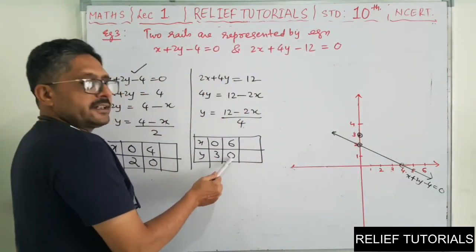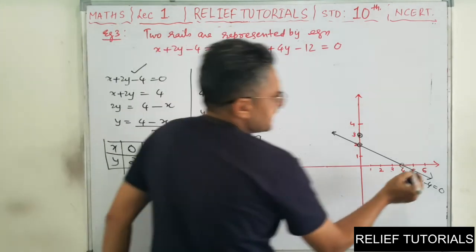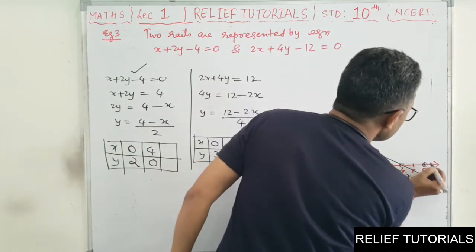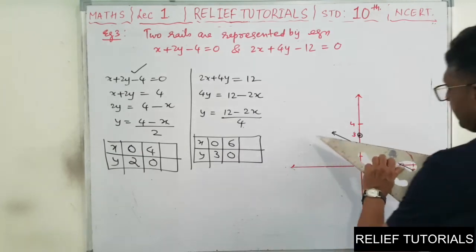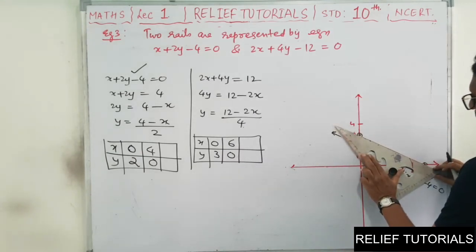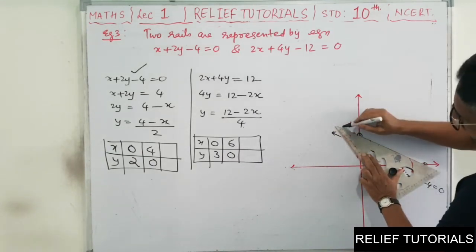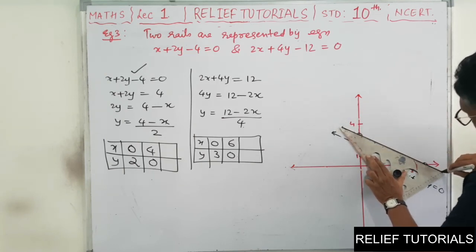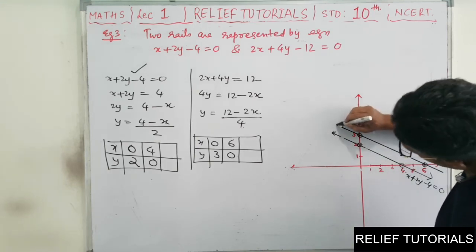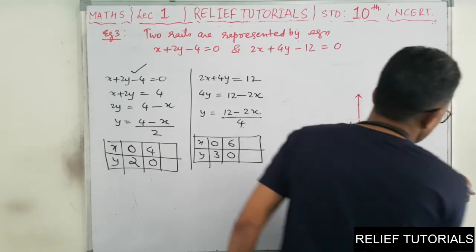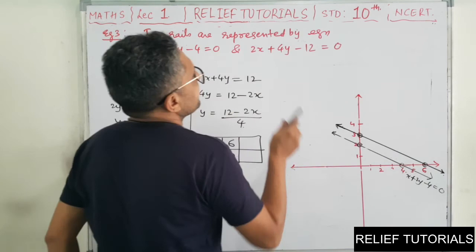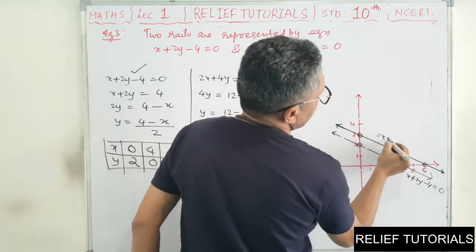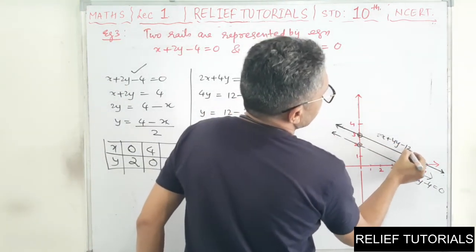Now here the y coordinate is 0. The point is on the x axis at 6. This is the point. So this is the line. Which line is it? 2x plus 4y minus 12 equal to 0.